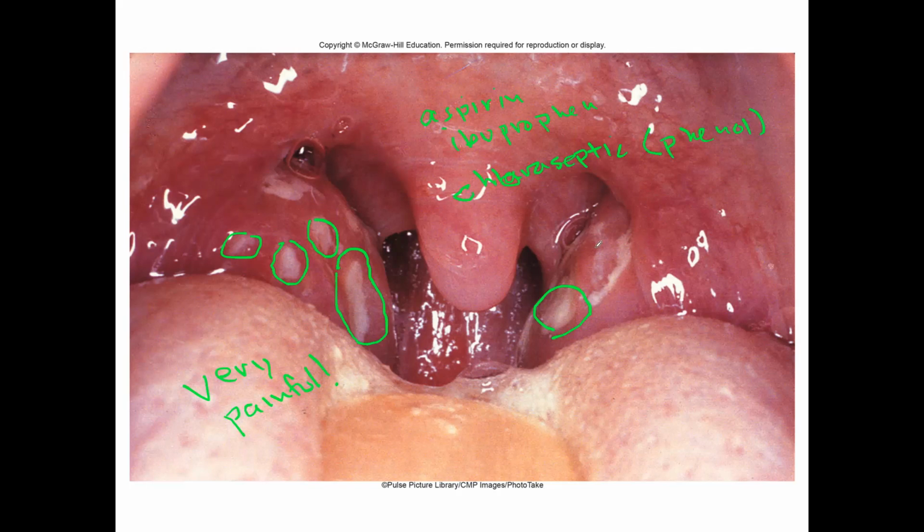A good thing to do when you have something like this is to gargle with salt water, because that can kill some bacteria. You cut down on the infection a little bit. But yeah, that is a serious sore throat right there.